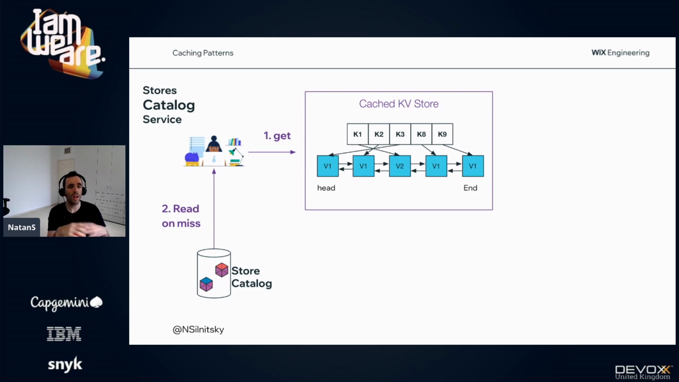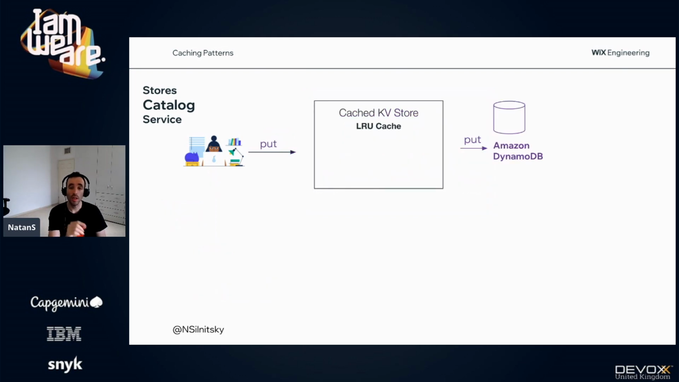But we have a lot of instances for our service, so traffic is spread around among them. So the fact that we have a local in-memory cache will not be very useful, right? We probably have a lot of cache misses. So we don't only put the data into the local in-memory cache, we also put it into Amazon DynamoDB. So it is persisted and everyone can access it.